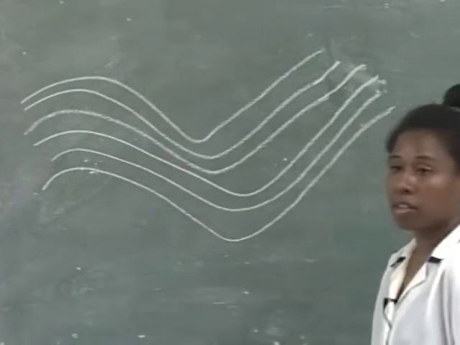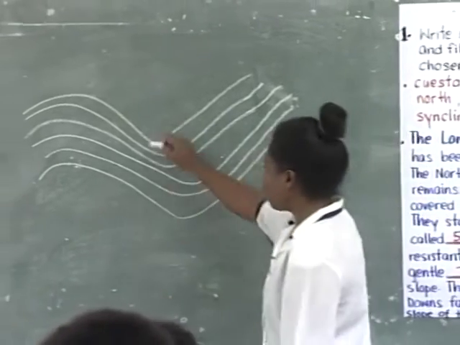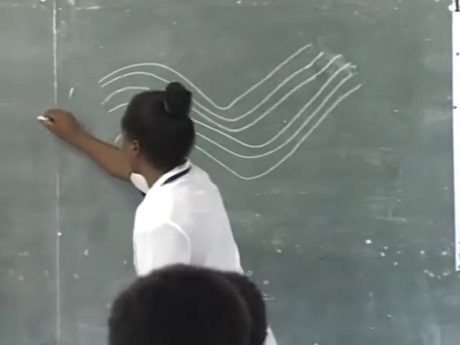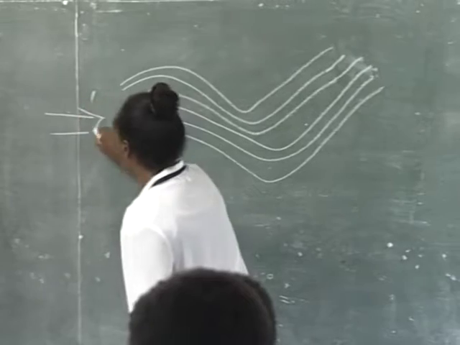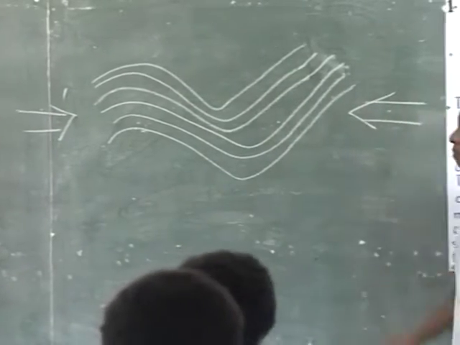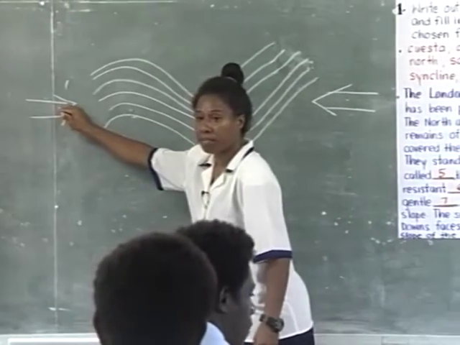Okay, you check. Your sketch should look something like that. Okay, and showing the different layers or the strata, the force of compression of which you must have arrows acting or pointing towards each other. The arrows on the side here will show you the force of compression.